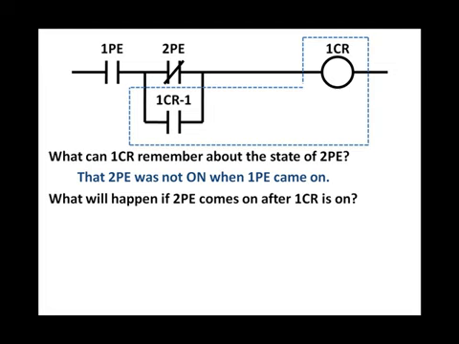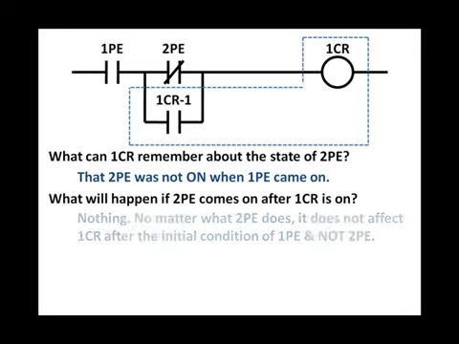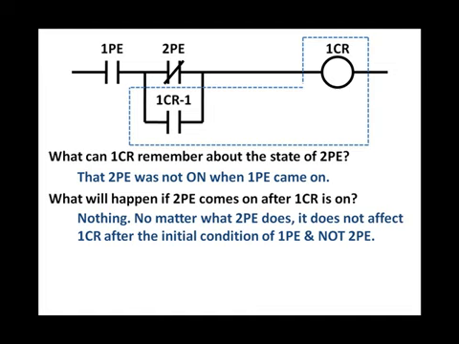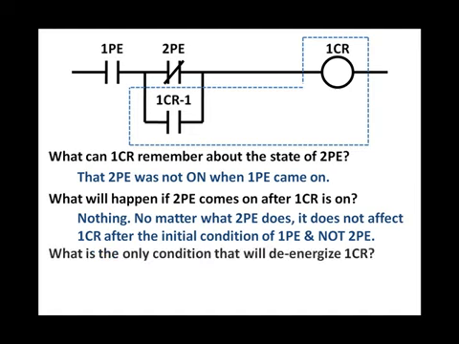What is the only condition that will de-energize 1CR once it's been energized? That's right, not 1PE, meaning that 1PE has to go false or 1PE has to de-energize. Remember, normally open contact is open when the object of that contact is off or 0. Okay, so 1PE is true only when 1PE is energized.